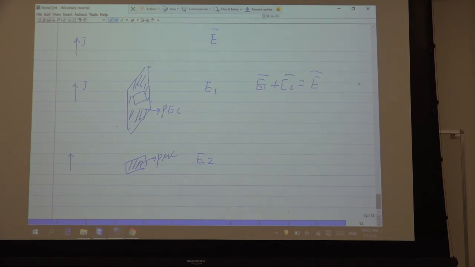Now I use a dual principle. I change this J to Jm, with some constant. This PMC, I go to the PEC. E, I go to the H. So I can change everything. So something we get is E1 plus maybe some C, H2, equals total E2. Something like this. This is called the Babinet principle.